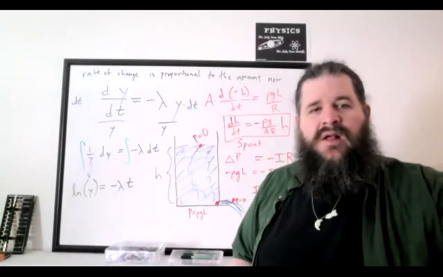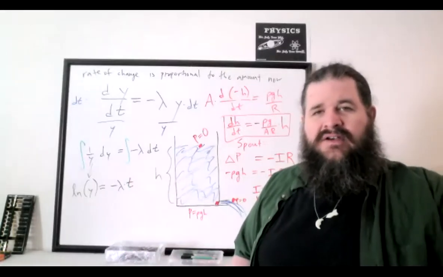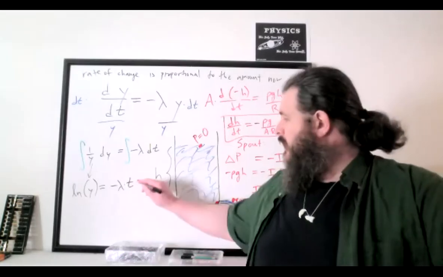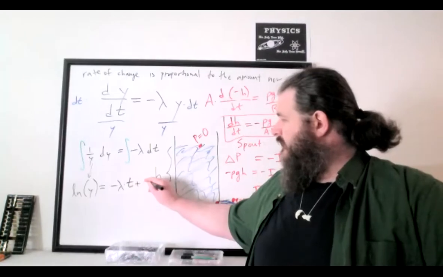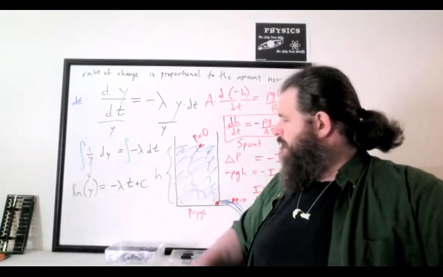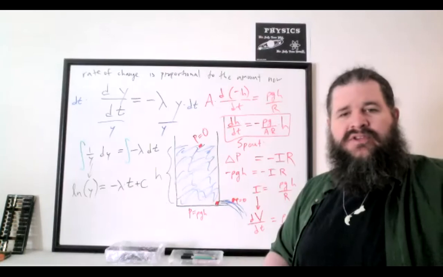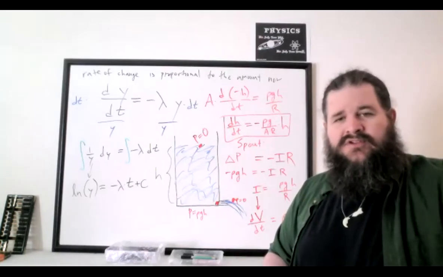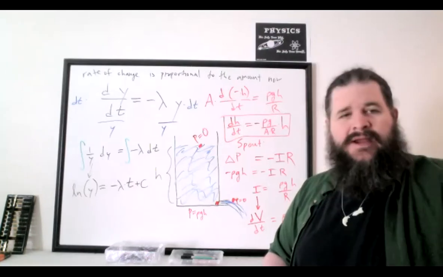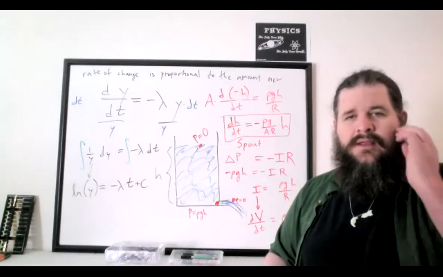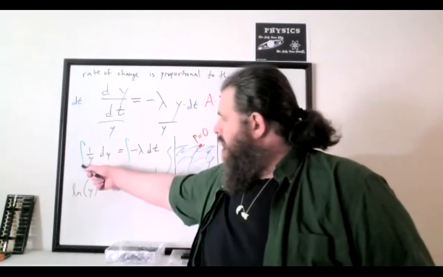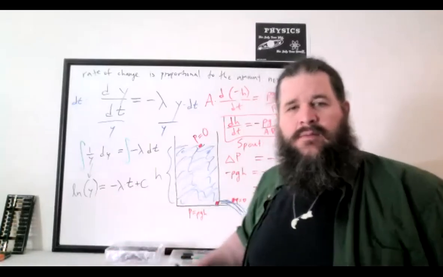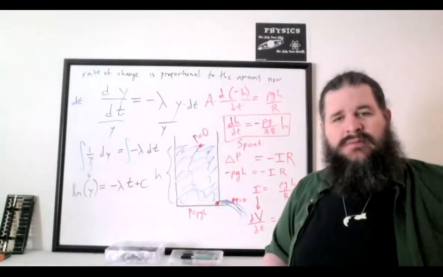Also, since we're looking for all possible solutions, and this is an indefinite integral, we don't want just a solution. We want all possible solutions. We should also include plus some constant. So negative lambda t plus some constant. So we've now gotten rid of the derivatives and integrals. Those cancel each other out. And all that's left is an algebraic equation instead of a differential equation. And the integral of 1 over y introduced this logarithm. How can we get rid of the logarithm so we just have y equals something? What's the opposite of a logarithmic function?